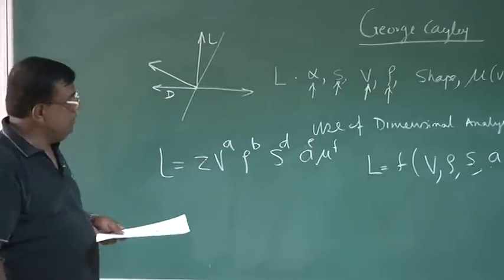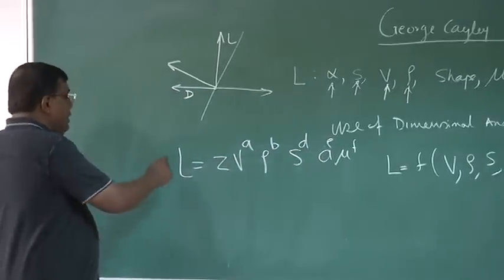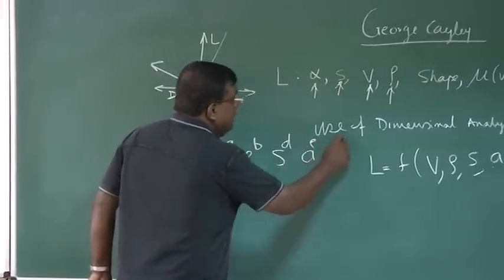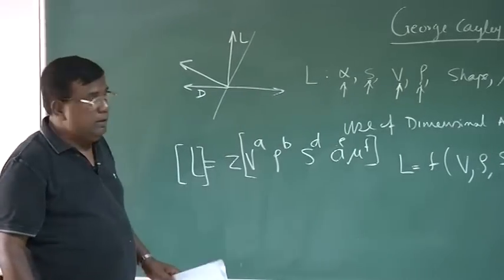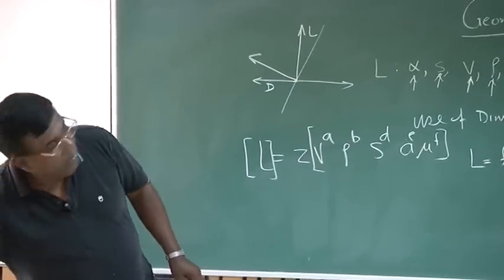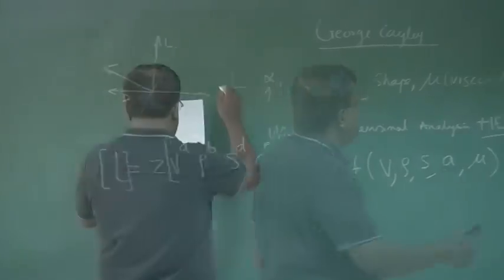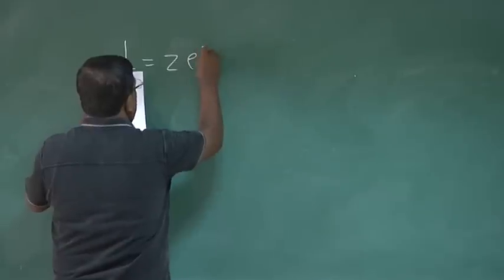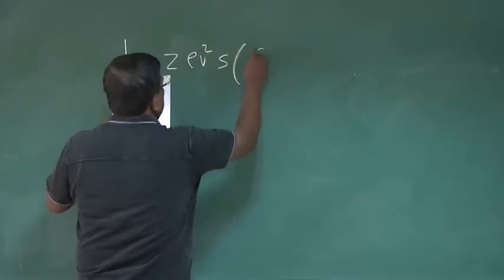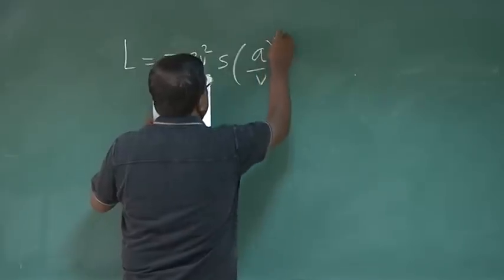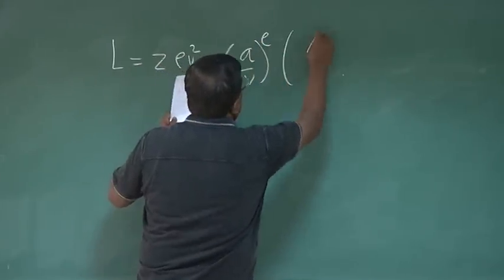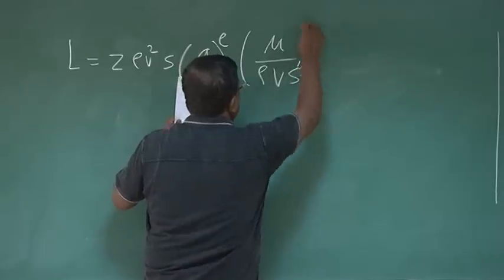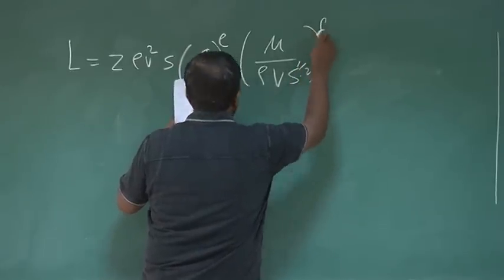Z is also a constant. Then what we did, we compared the dimension of left-hand side and dimension of right-hand side, to form some equation to get finally a very important result: lift equals Z rho V square S, A by V to the power E, and mu by rho V S to the power half to the power F.